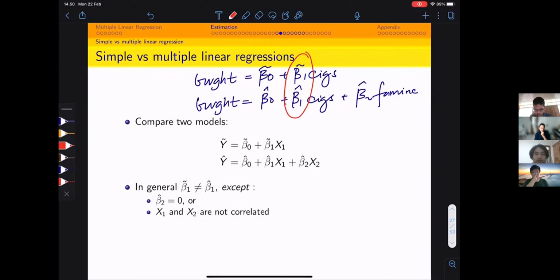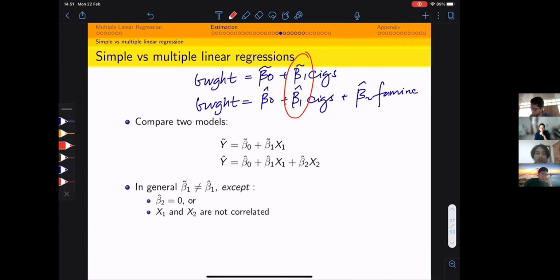quite significantly. Fafa, go ahead. I think you want to give us some answer. I think it will be similar, sir, because in the description below, if x1 and x2 are not correlated, then the estimates are the same. So I think it is similar. So you're actually going in the right direction.